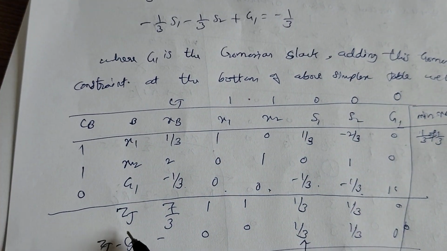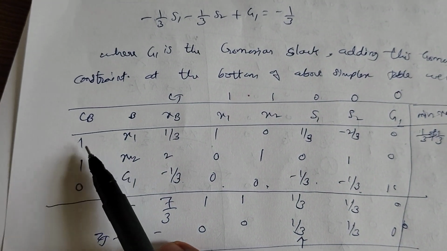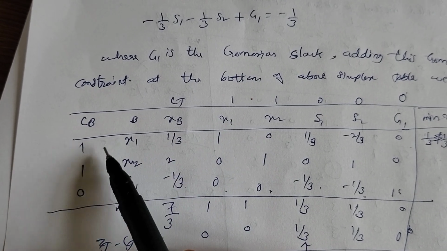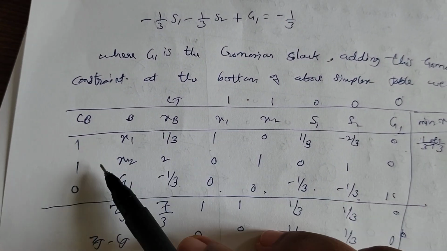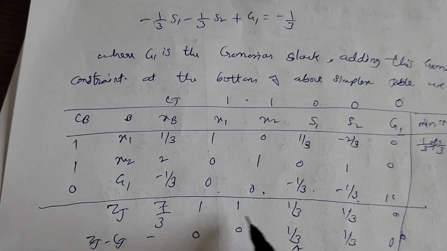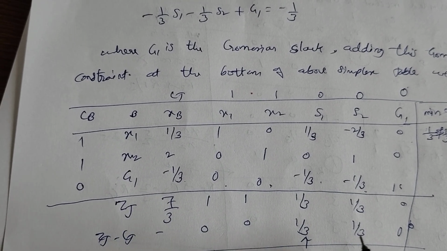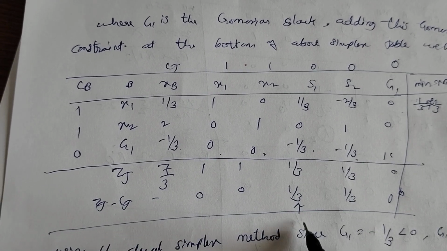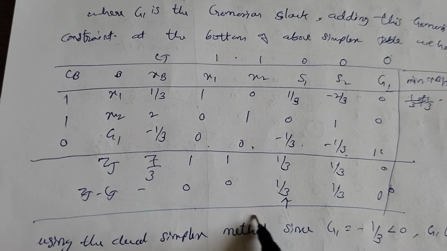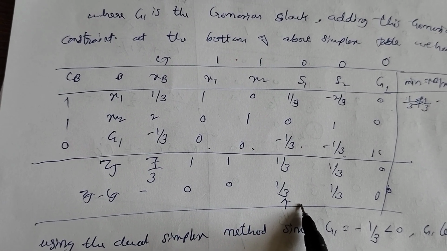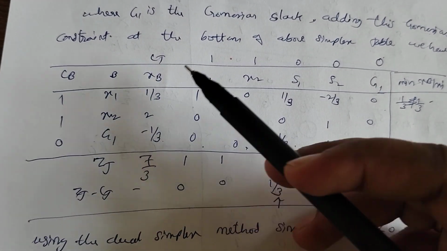Now again find the value of zj, that is the summation of cb into xb: 1 into 1 by 3 plus 1 into 2, plus the next one is 1 into 1 plus 1 into 0 plus 0 into 0. Like this you have to write the value of zj. Once again calculate the value of zj minus cj. Since all the values of zj minus cj have already reached optimality, now we have to check whether the integer values are positive or not.